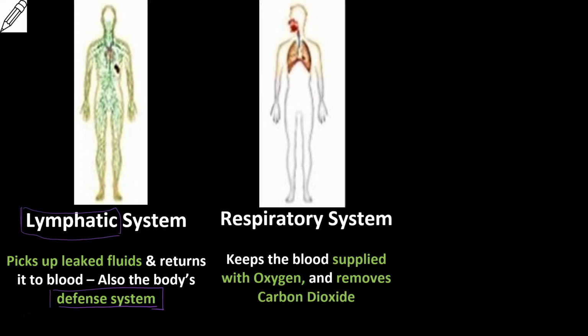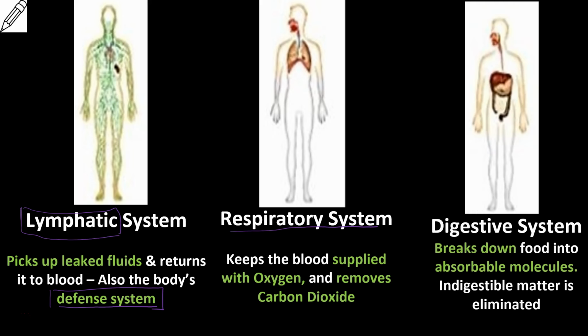Next, we have the respiratory system. That keeps our blood supplied with oxygen and removes carbon dioxide from the blood as well, okay? And that obviously consists of your lungs, your diaphragm, your trachea, okay? That's your respiratory system. Next, we have the digestive system. The digestive system's job is to take our food and break it down into very small molecules, absorbable molecules, okay? Anything that our body can't absorb, obviously, makes its way to the toilet, okay? Anything we can't digest, or what we call indigestible matter, we eliminate it. And you guys got the idea.